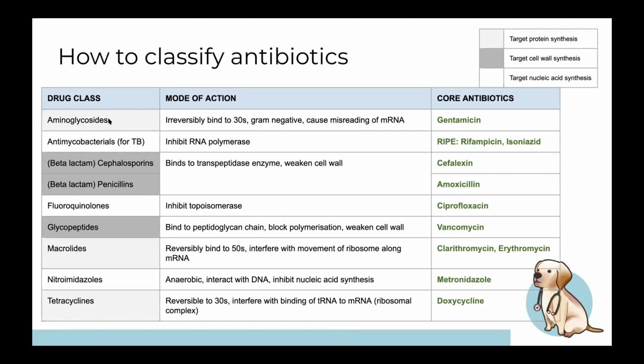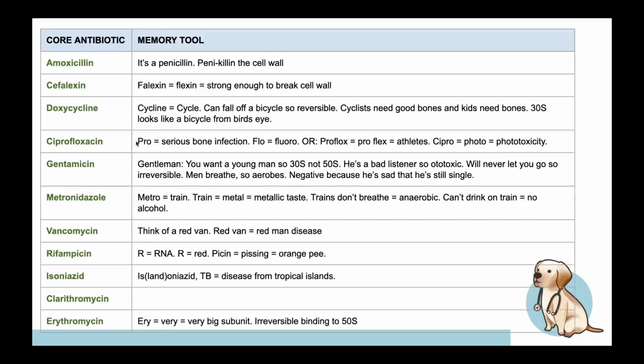And as you can see on the left, there's a lot of different drug classes with a lot of weird names, but the crux of it is that different drug classes do different things. They can either target protein, cell wall, or nucleic acid, as we said before. And yes, you'll see more later. So this is the main thing that I wanted to talk about today.